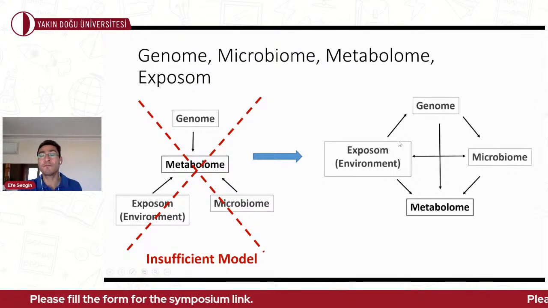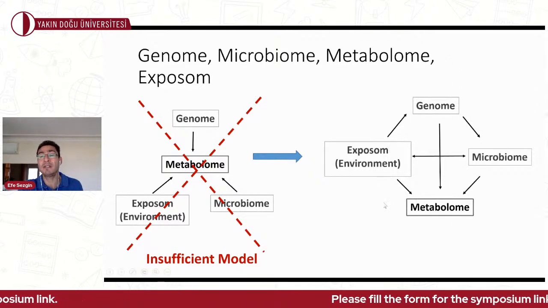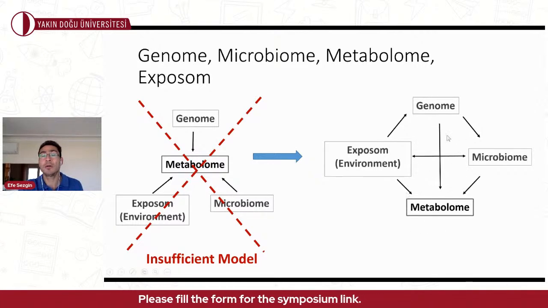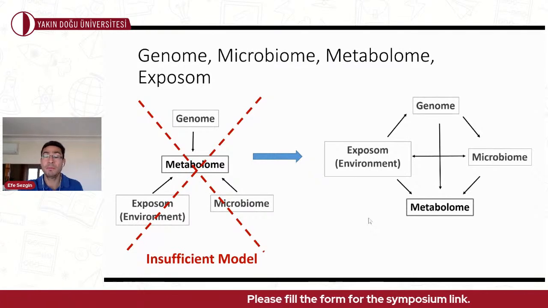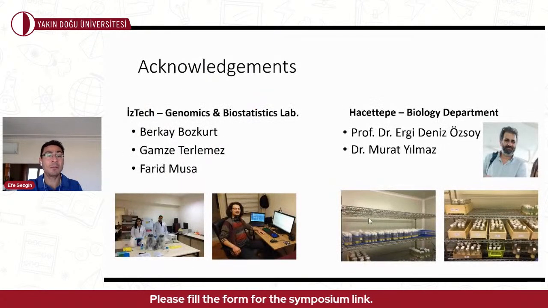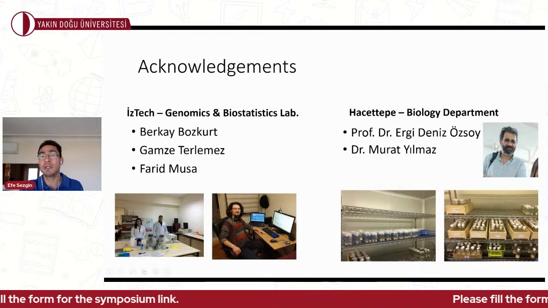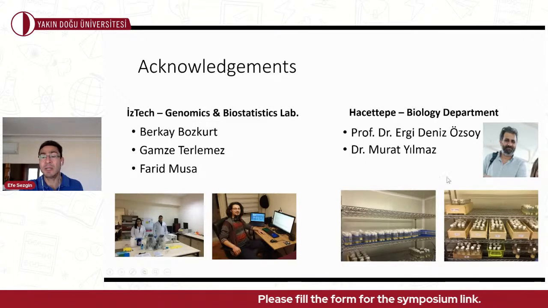But we can use model organisms such as Drosophila to test whether this model is, for example, sound. Using this model, we can identify novel genetic variants and their effects on genome, microbiome, and metabolome interactions. I would like to thank my group at Izmir Institute of Technology, and this is in collaboration with Professor Ergi from Hacettepe University, where they maintain all these DGRP lines.